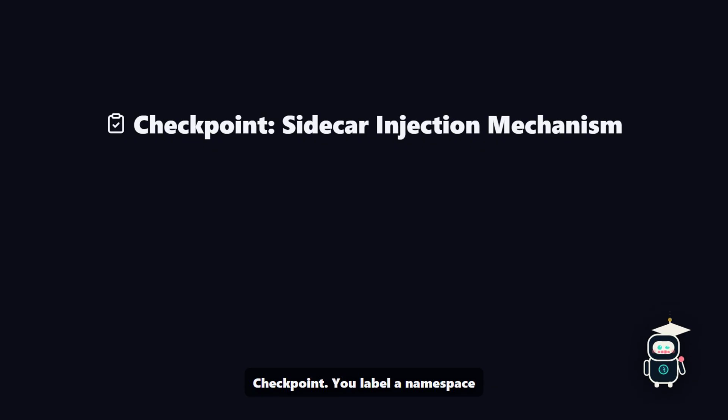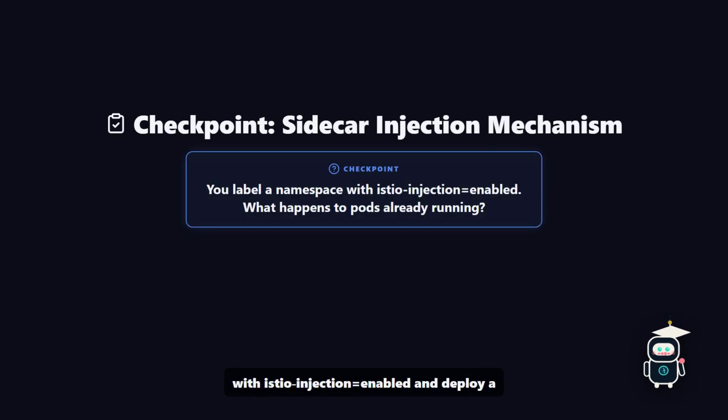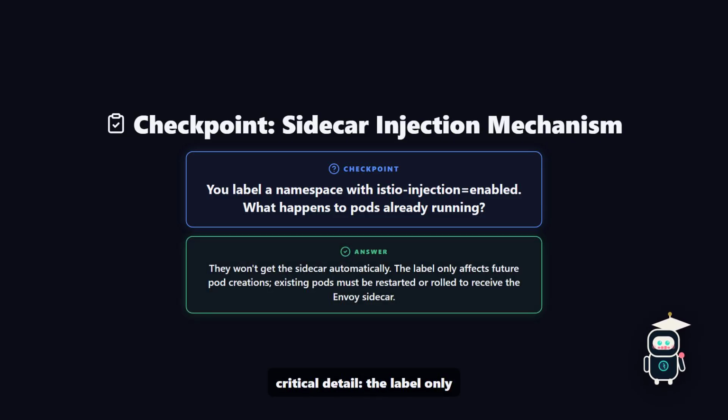Checkpoint. You label a namespace with istio-injection=enabled, and deploy a new pod. It gets a sidecar. But any pods already running? They won't change. That's a critical detail. The label only affects future pod creations. If you need existing pods to get the sidecar, you must restart them or roll the deployment. Remember, the mesh isn't retroactive by default.